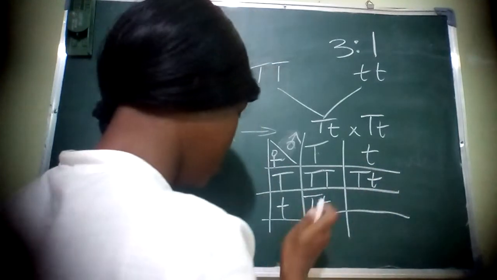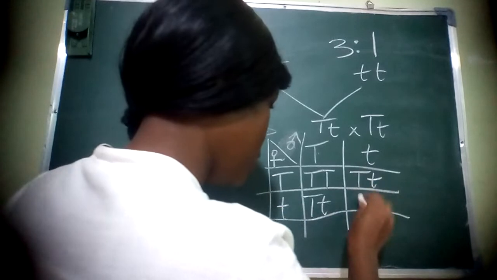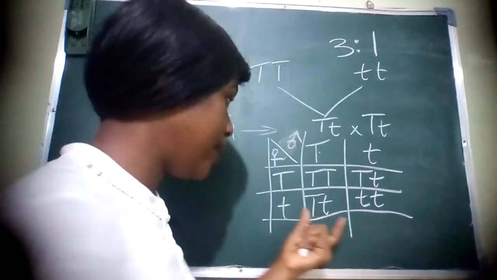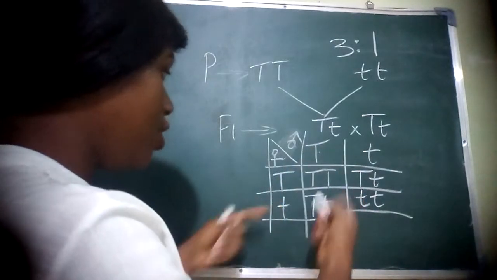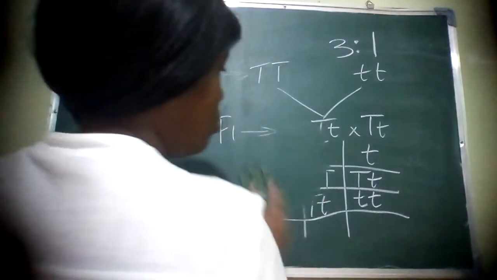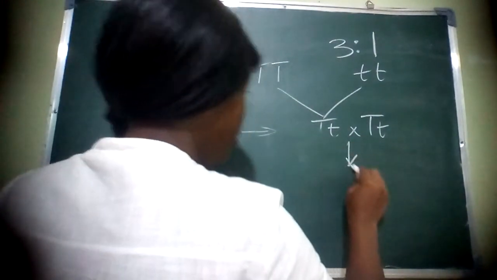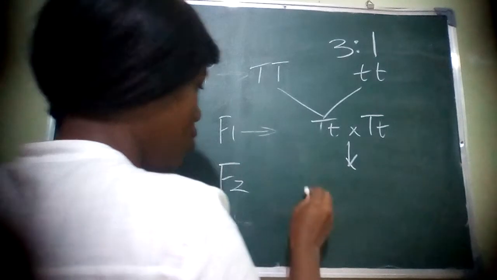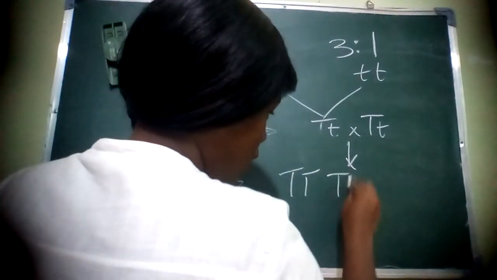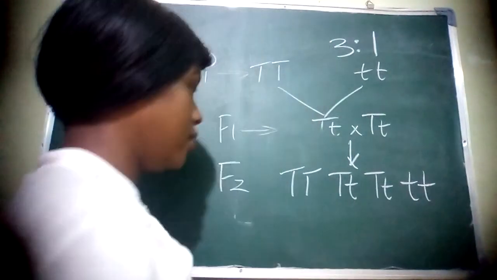This and this. So he noticed that this is the F2 generation. So we have, sorry, yes, I've illustrated this. Let me just bring it in. So in the F2, we had TT and this.